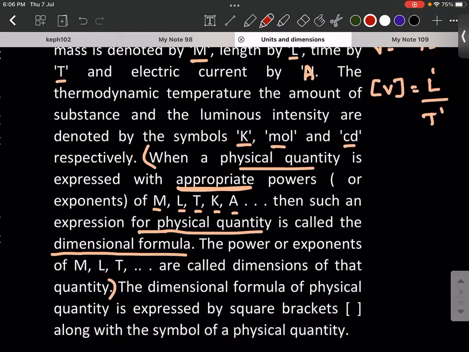So how do you read it when you put it within a square bracket? You read it as the dimensional formula of that physical quantity. So here it is velocity. The dimensional formula of velocity and the dimensional formula of speed are the same, because in speed you write distance by time, and in velocity you write displacement by time. But distance and displacement both are related to length. Is that right?